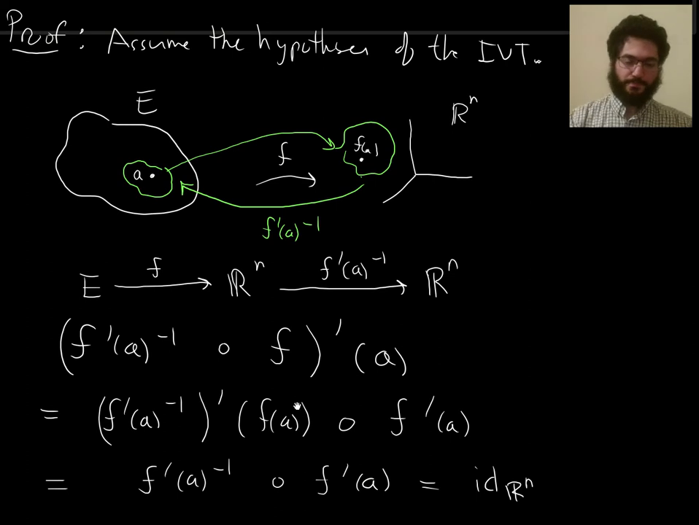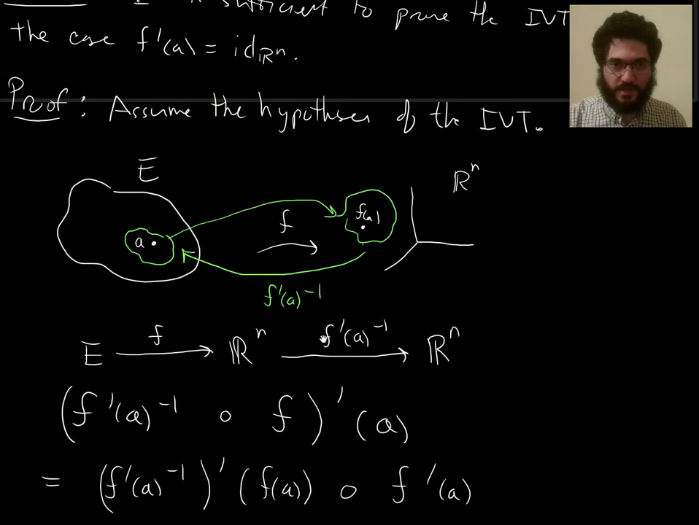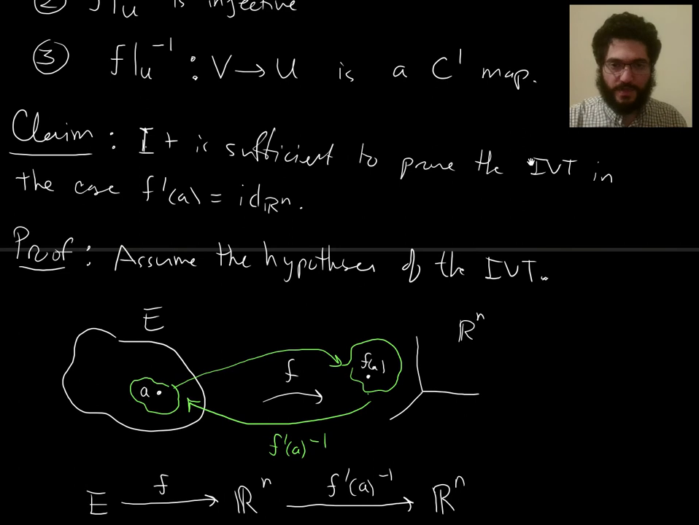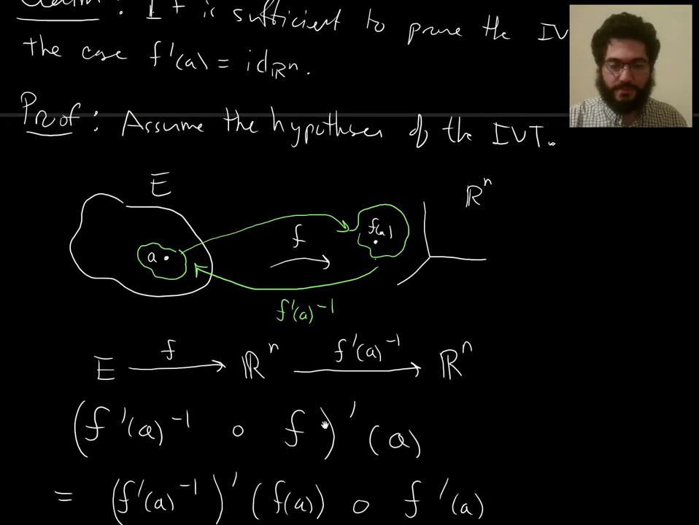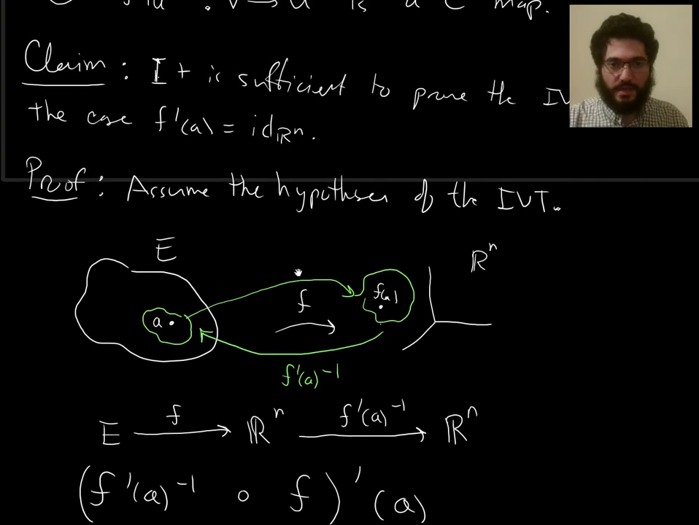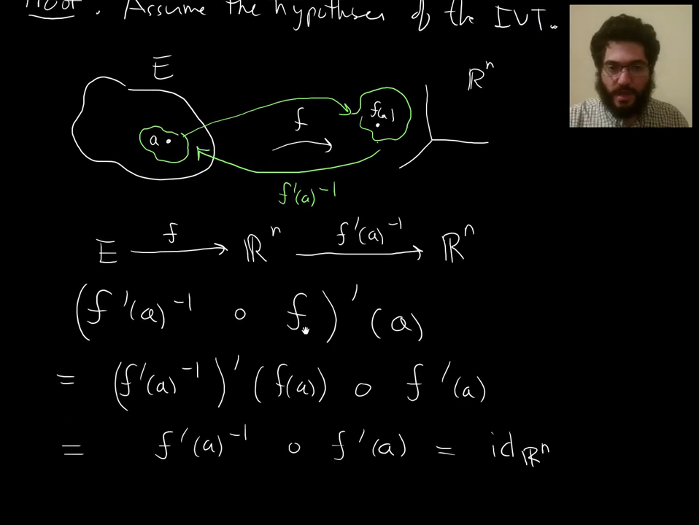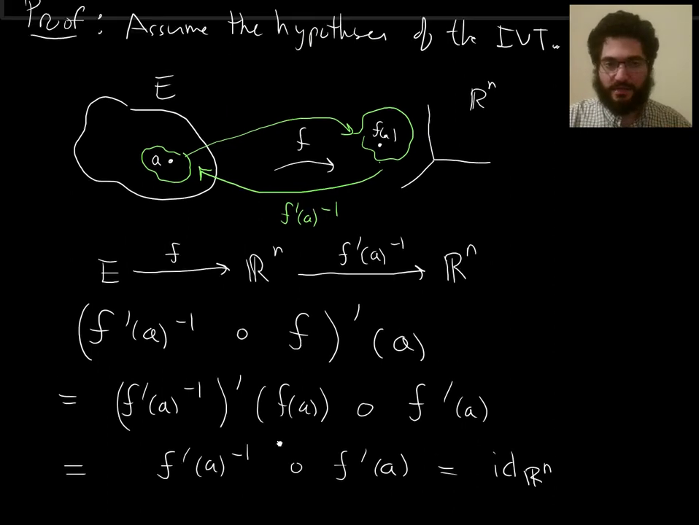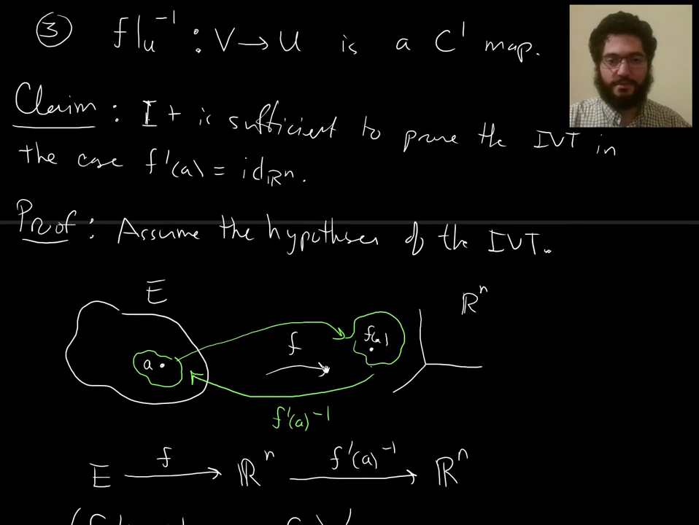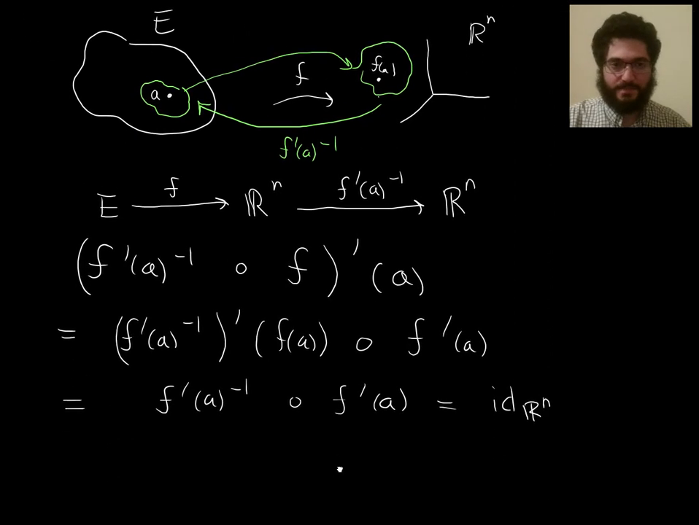So the idea of the claim here, that it's sufficient to prove the inverse function theorem in the case where the derivative is the identity linear map, is the idea is if you could prove the inverse function theorem instead of for f, for this composite, then you would have proven it for f. Let's see if I can convince you of that. Then you should believe the claim, if you become convinced of that.